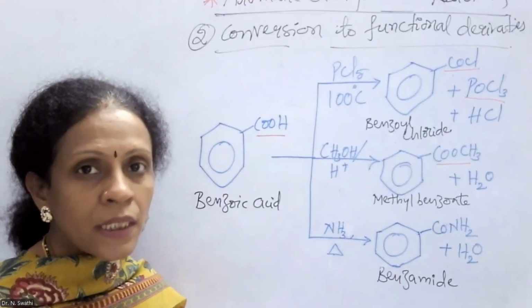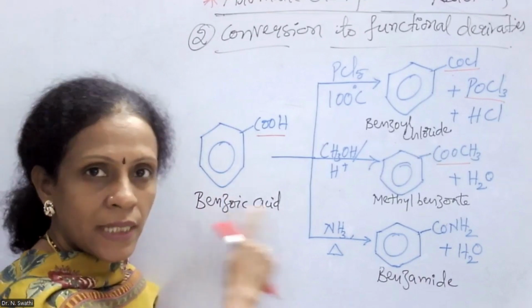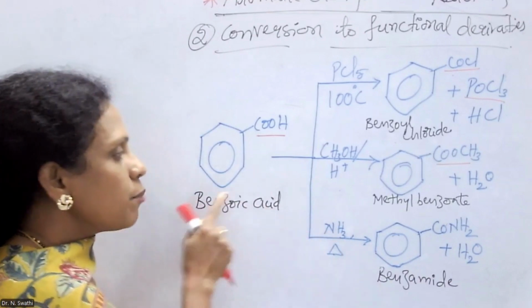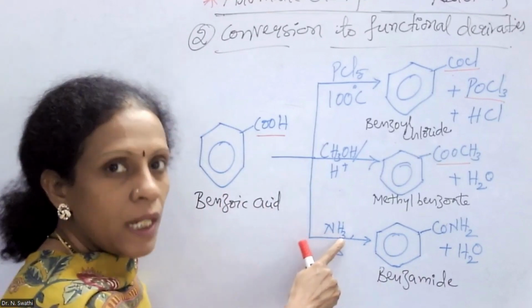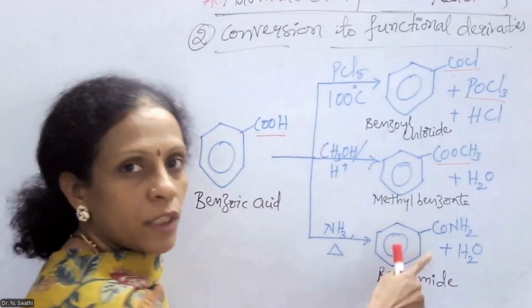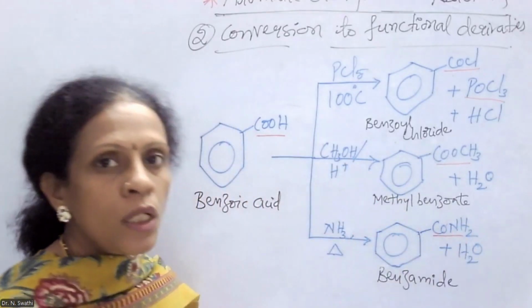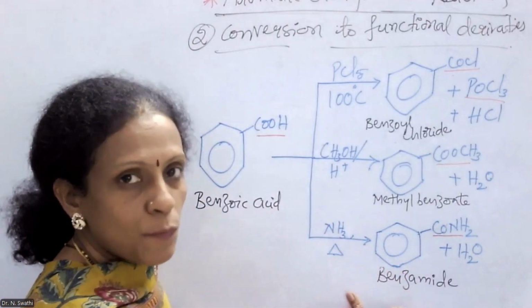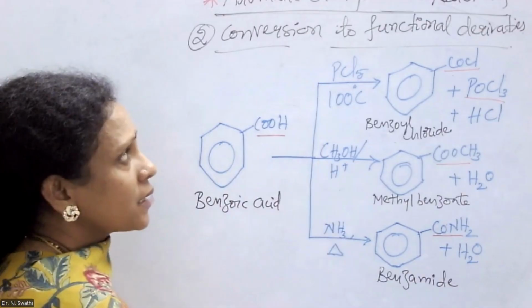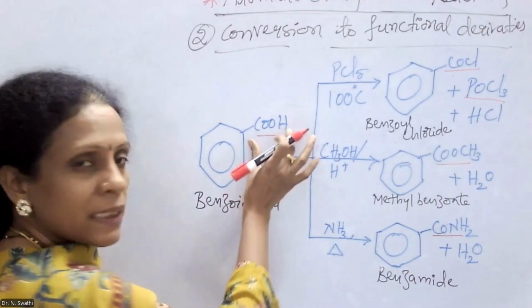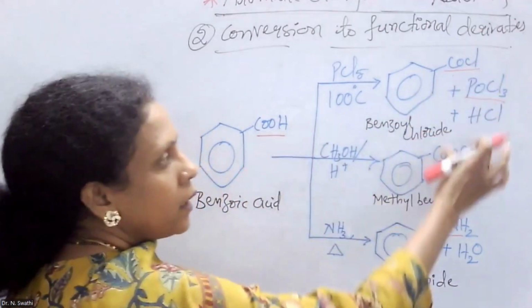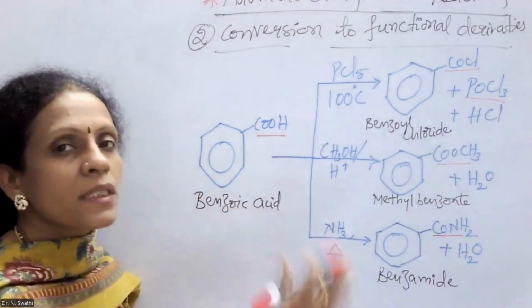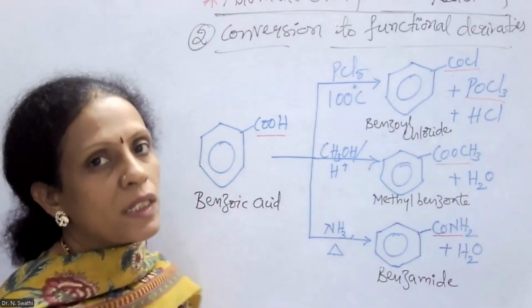So the third reaction is conversion of carboxylic acids to amides. In this reaction, benzoic acid is heated along with ammonia. Then the carboxylic group is converted to an amide group. CONH2 is an amide group. And that is how benzoic acid is converted to give the corresponding benzamide. So in these reactions, if you observe, the carboxylic acid group is converted to acid chloride, ester, and amide. That is why this is known as conversion of acids to functional derivatives.